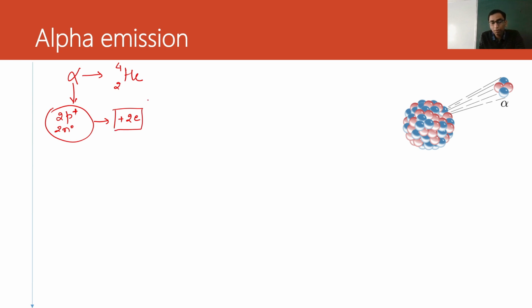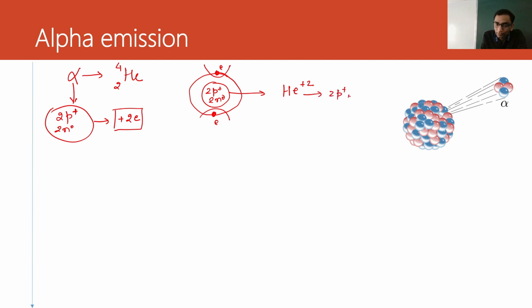Now, why do we call the alpha particle a helium nuclei? Because 2 protons, 2 neutrons, and then you have 2 electrons which are there in the orbit of the helium atom. So these are 2 electrons. Suppose I rip away these 2 electrons, I'll be only getting the helium nuclei, which is nothing but 2 protons and 2 neutrons. So that's why we say that an alpha particle is a helium nuclei.